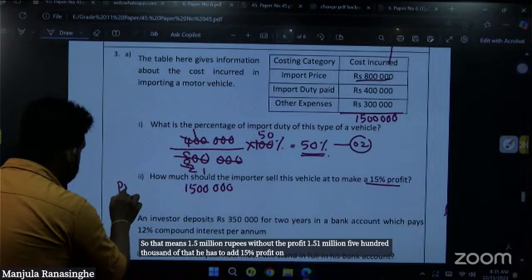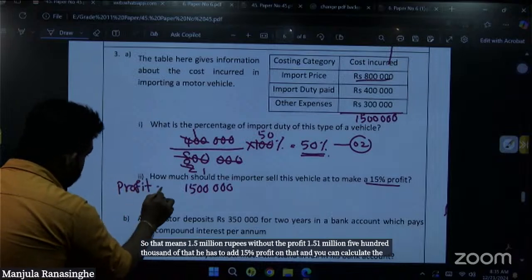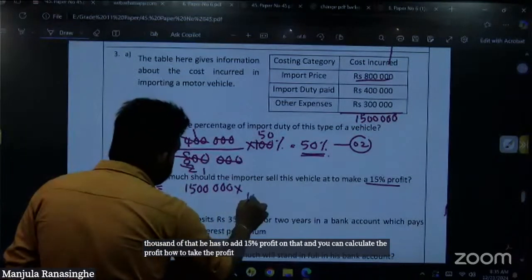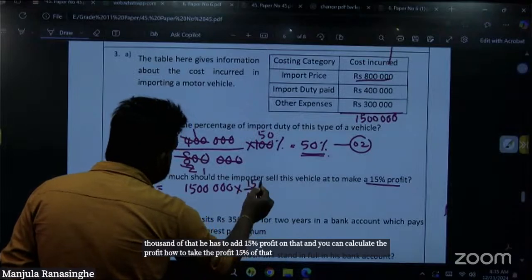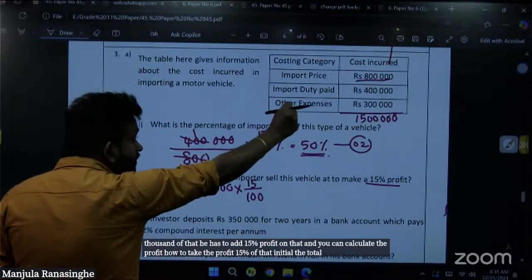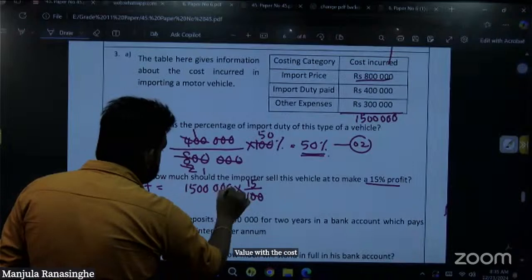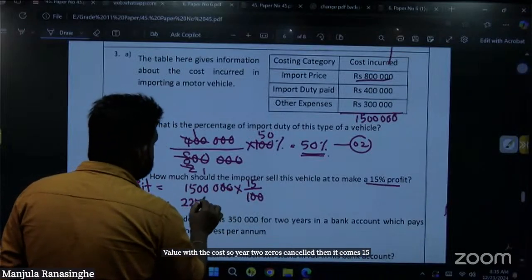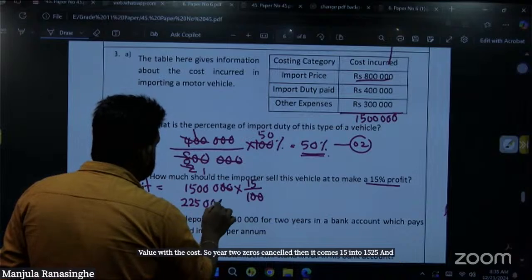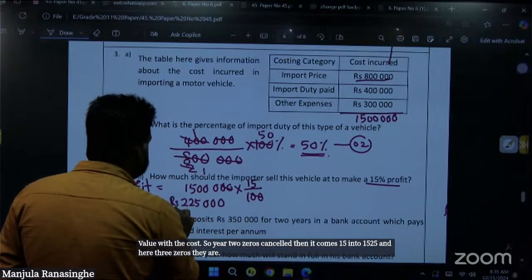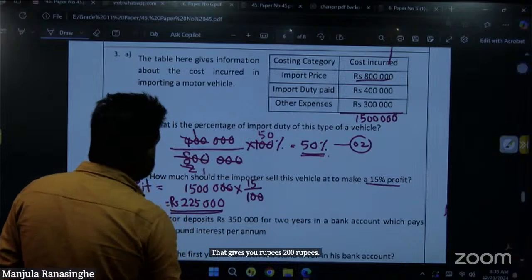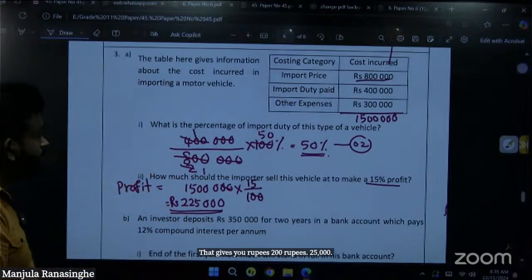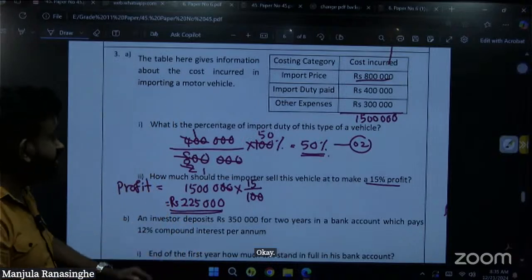And you can calculate the profit. How to take the profit? 15% of that initial total value with the cost. So here two zeros cancelled. Then it comes 15 into 15, 225. And here three zeros there. That gives you rupees 225,000.